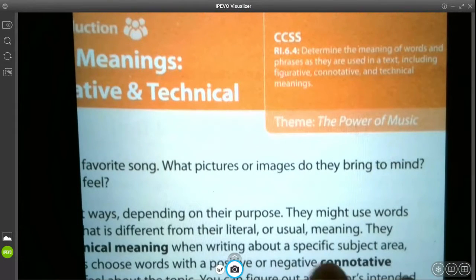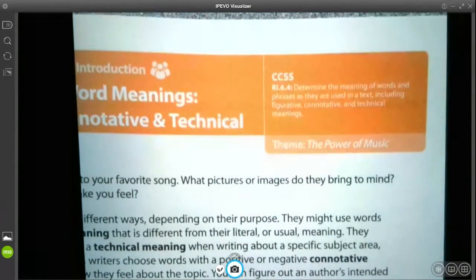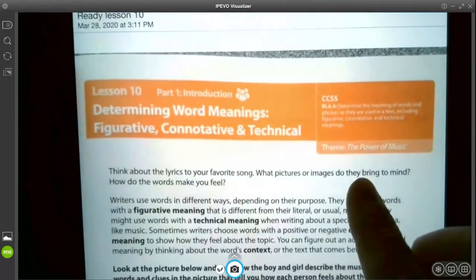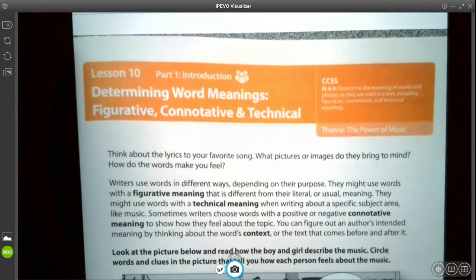This week we're going to be covering the standard RI and RL 6.4. That is to determine the meaning of words and phrases as they're used in a text, including figurative, connotative, and technical meanings. We're going to use the Ready Book to help us with this lesson today.